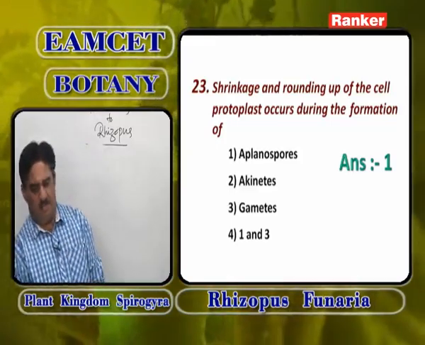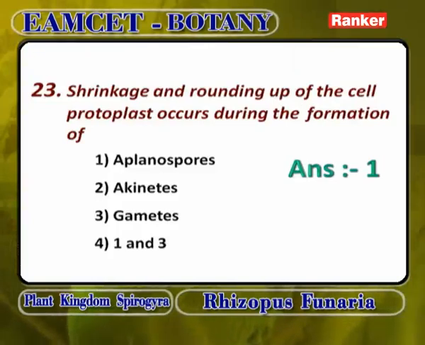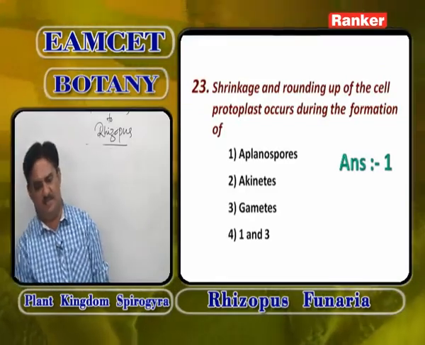Shrinkage and rounding up of the cell protoplast occurs during the formation of aplanospores, during the formation of akinetes, total cell wall and protoplasm are involved. Gametes are formed only by the fusion. So shrinkage and rounding up of cell protoplast occurs during the formation of aplanospores and gametes, so 1 and 3 is the answer for this.